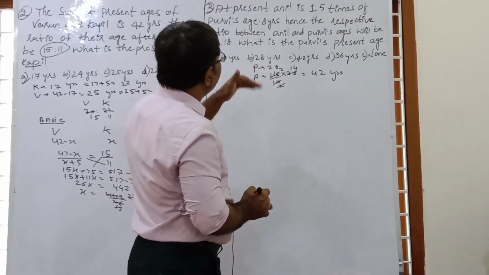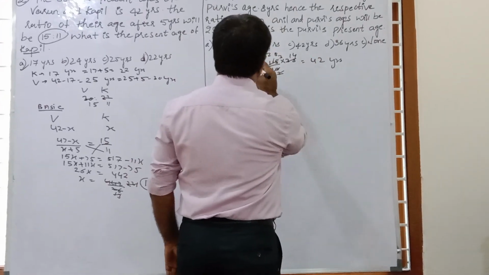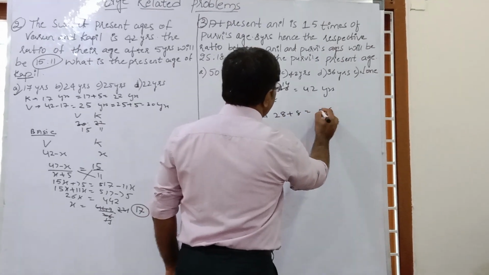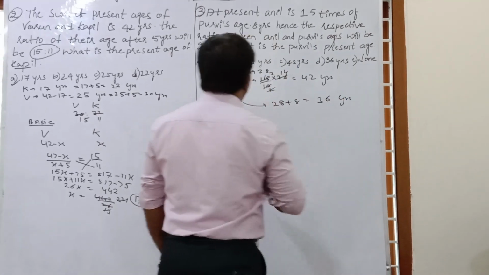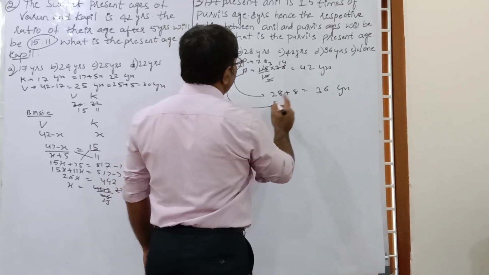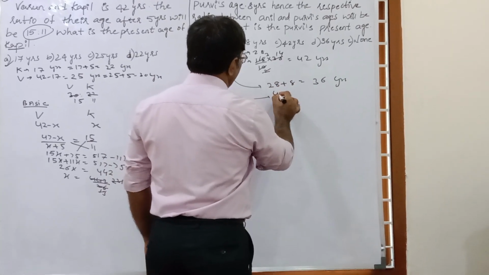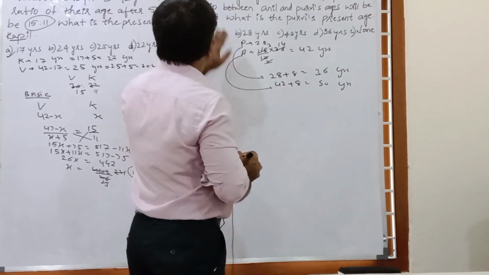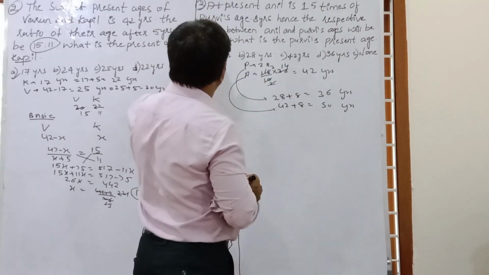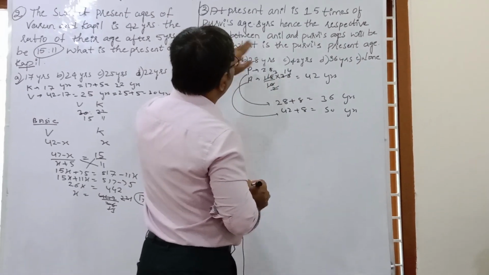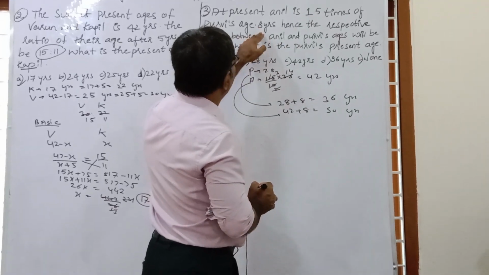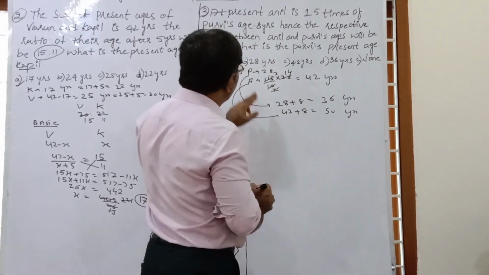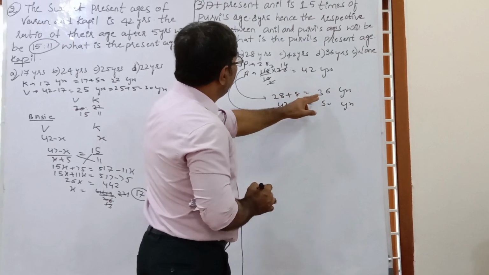Now the question is 8 years hence. So after 8 years, what will Purvi's age be? After 8 years, Purvi's age will be 28 plus 8, that is 36 years. And what will be the age of Anil after 8 years? Anil's age is 42, so 42 plus 8, that is 50 years. Okay, now we have to see the ratio between Anil's and Purvi's age after 8 years. So Anil is 50 years and Purvi is 36.